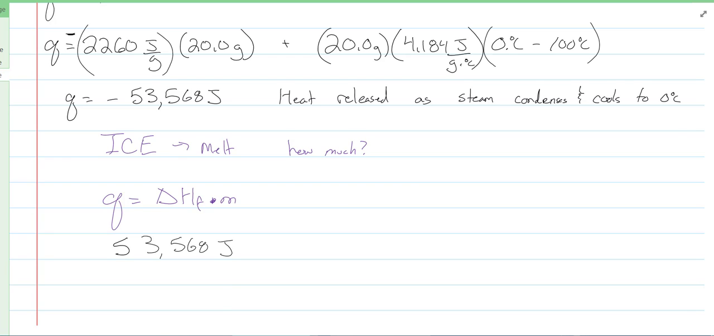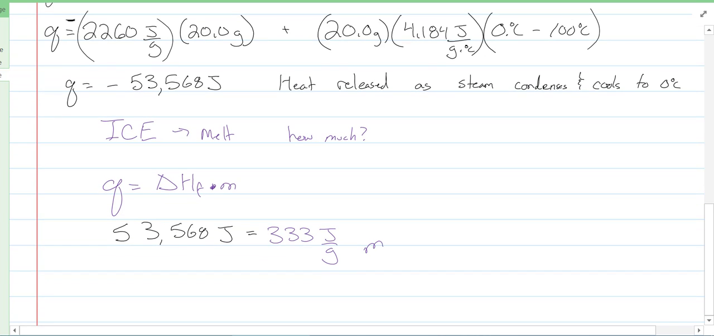Just like if $20 leaves my wallet and goes to my wife's wallet. It's a negative 20 to me, positive 20 to her, and that's okay. That's just the direction of the money. It has nothing to do with the value of the money. Just like here, that's the direction of the energy, not the value. Delta H is 333 joules per gram, and we're going to look for M. So we divide for M, I get 161 grams of ice that melts.